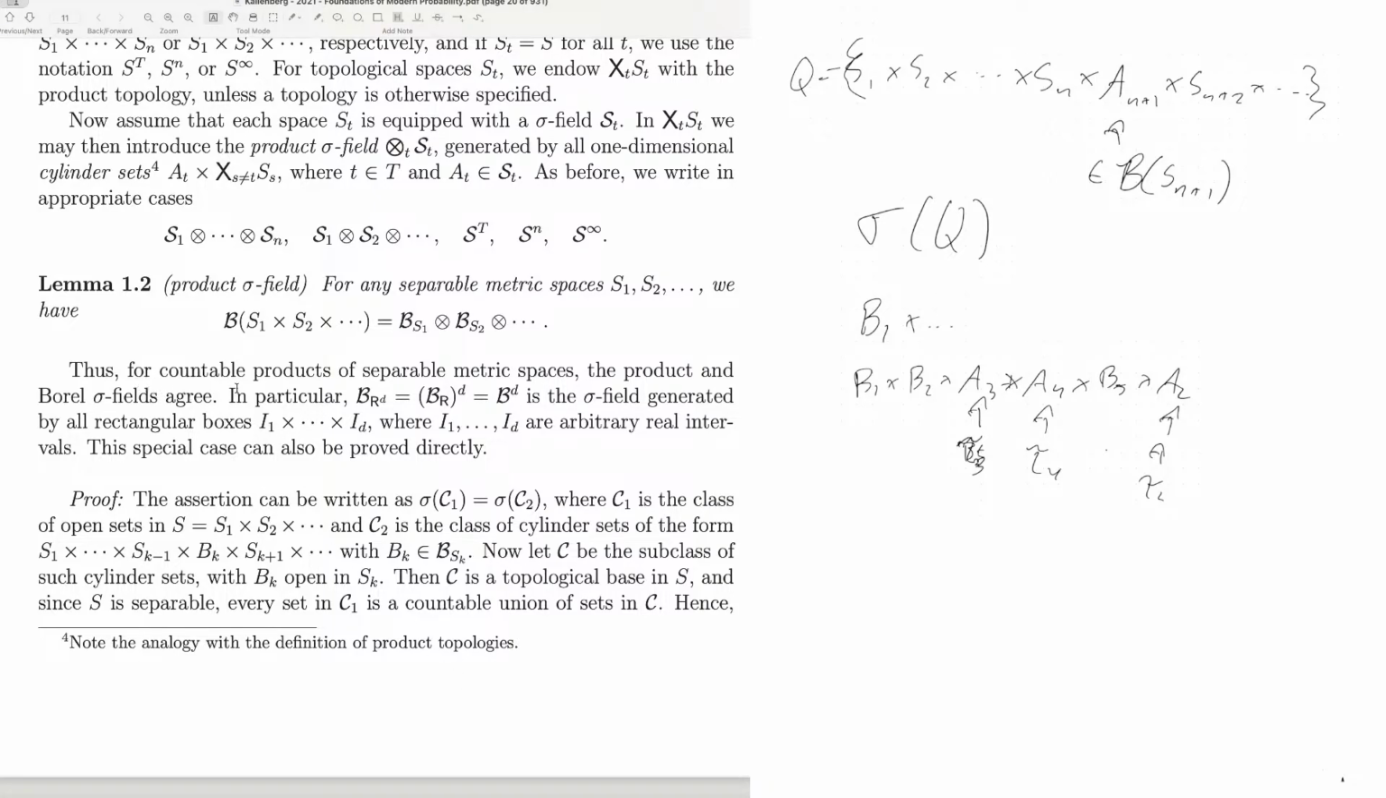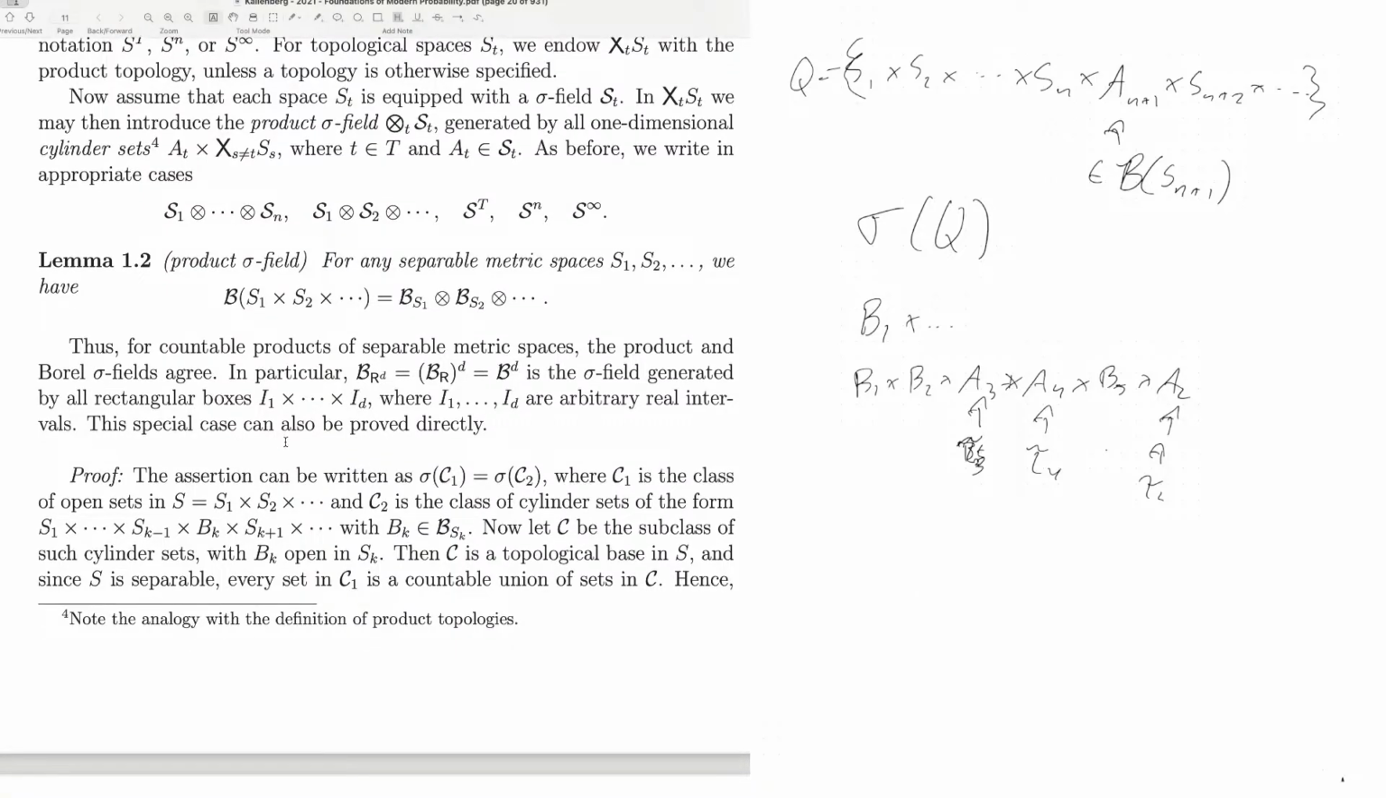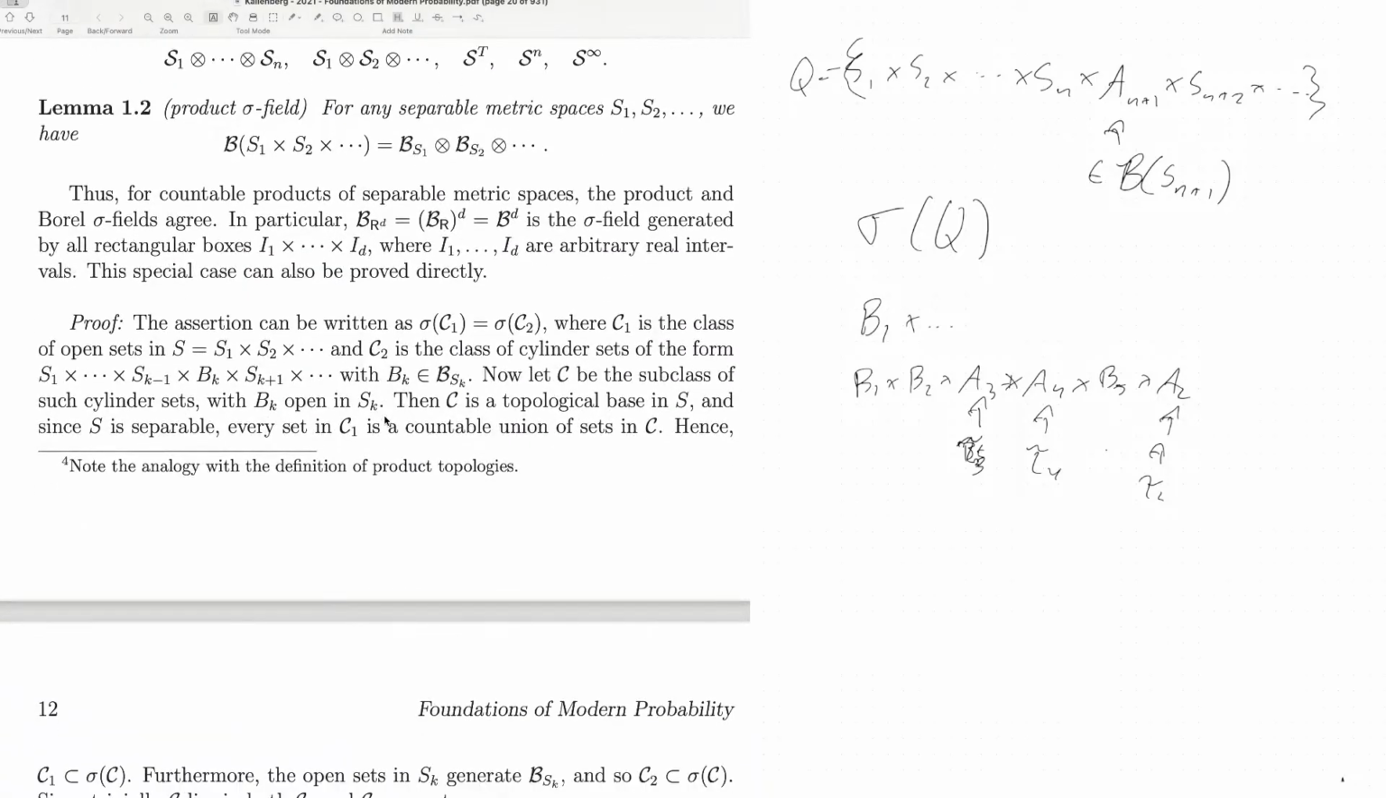So thus, for a countable product of separable metric spaces, separable is important here. I guess the countable basis is important. The product and Borel sigma fields agree. In particular, that holds. That's easy to believe. This first statement here, you can just cook up a basis, go back and forth between these. There's a sigma field by all rectangles, and so on.